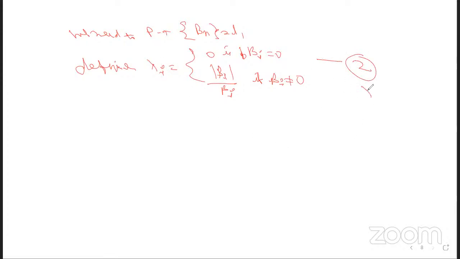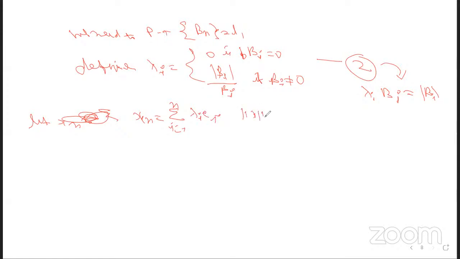What is the result here? Lambda i beta i can be written as mod beta i. This result will be used further in the definition. So let x n equal to sigma i equal to 1 to n lambda i e_i. It follows that the norm of x n is less than or equal to 1.